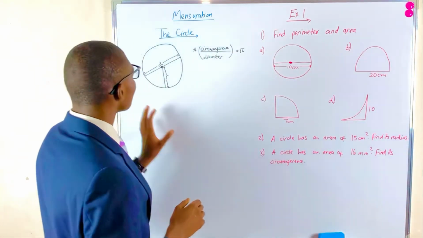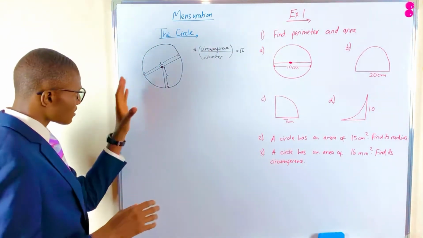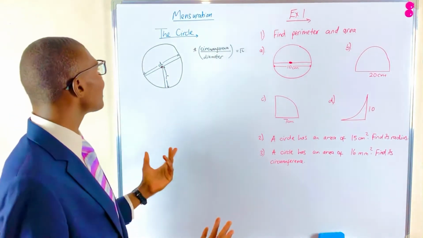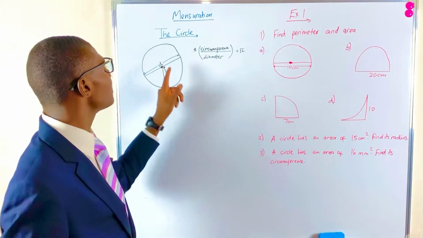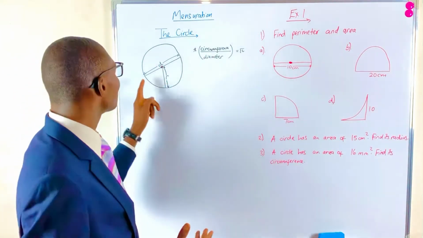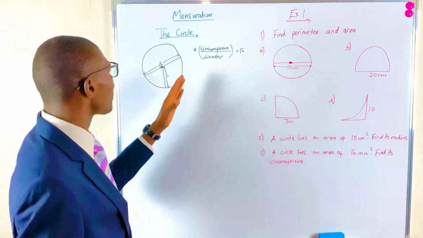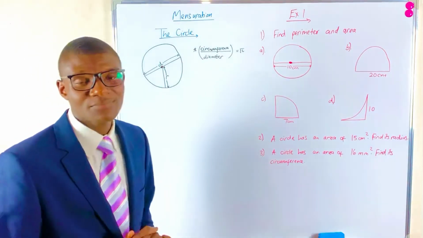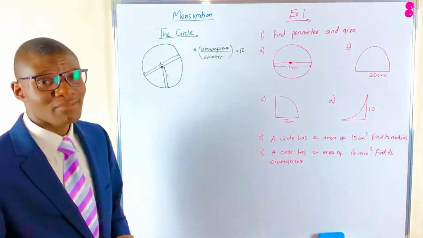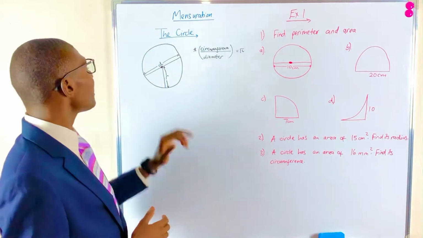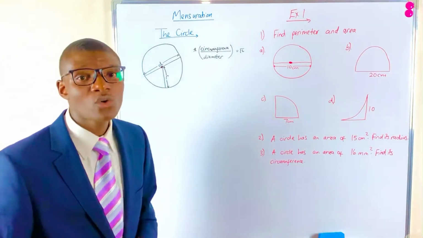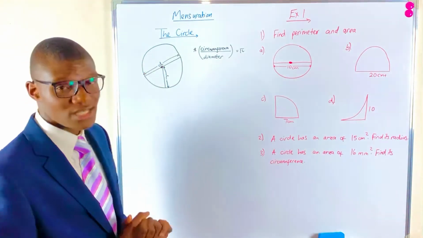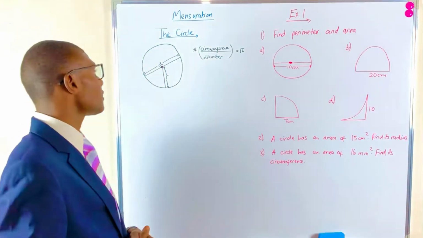So we're just going to start with the circle here. With the circle, we've got the center of the circle, right? And any line that will pass through the center of the circle from one point of the circle to any other point in the circle through the center, that line, we call it the diameter. And then any line from the center of the circle to the circumference, or to any point along the circle, that's what we call the radius of the circle.